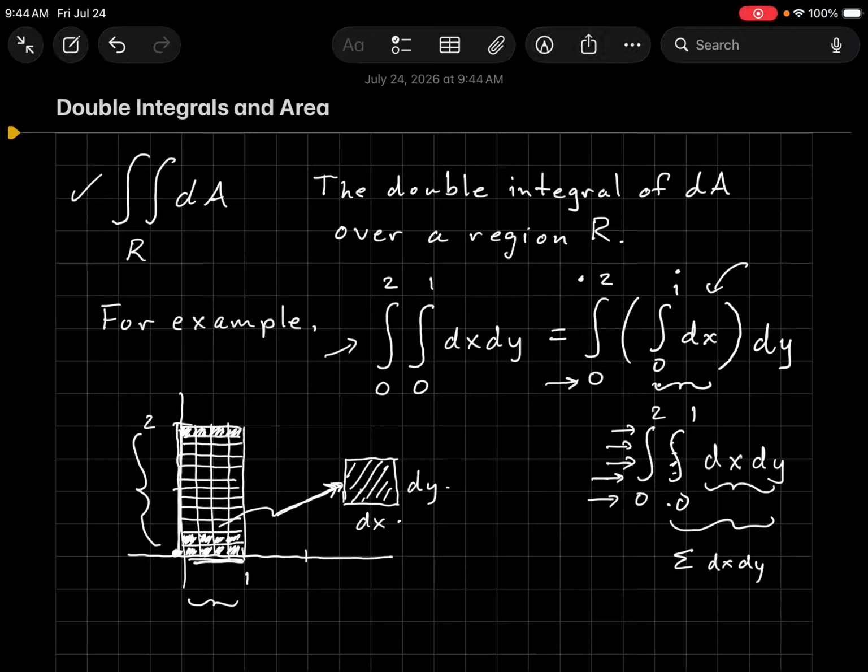So this inner integral is saying, let's find the sum of each row. And this outer integral is saying, let's sum the areas of all the rows. Now, we'll extend that when we get to double integrals and volume, but the idea there is still the same.